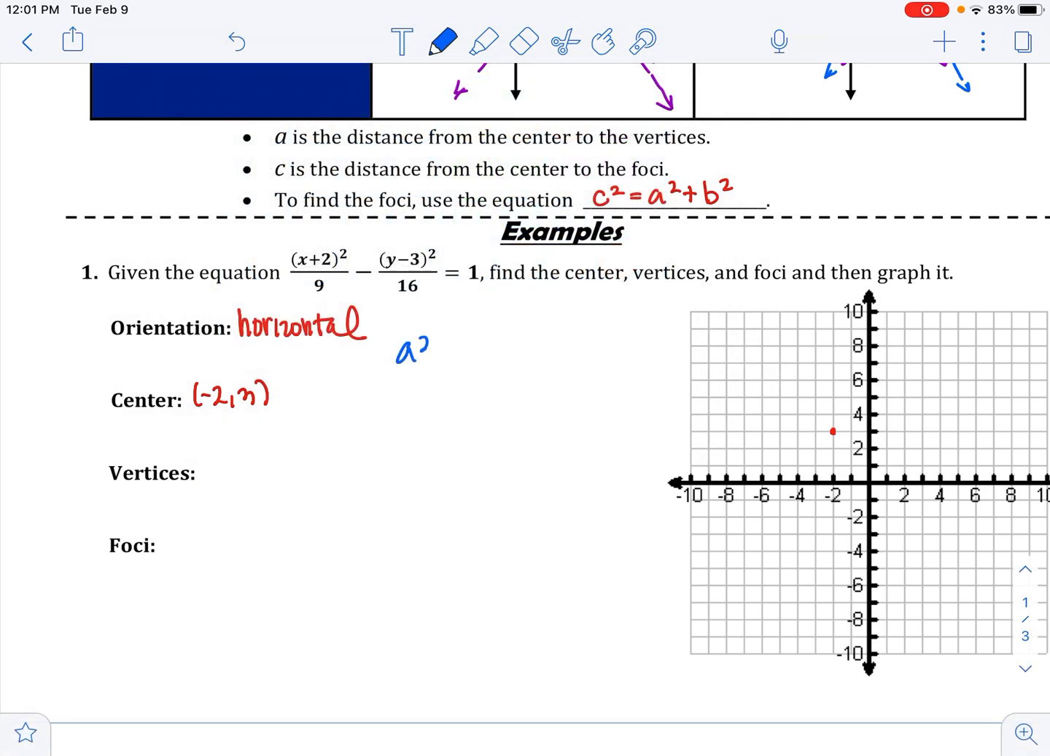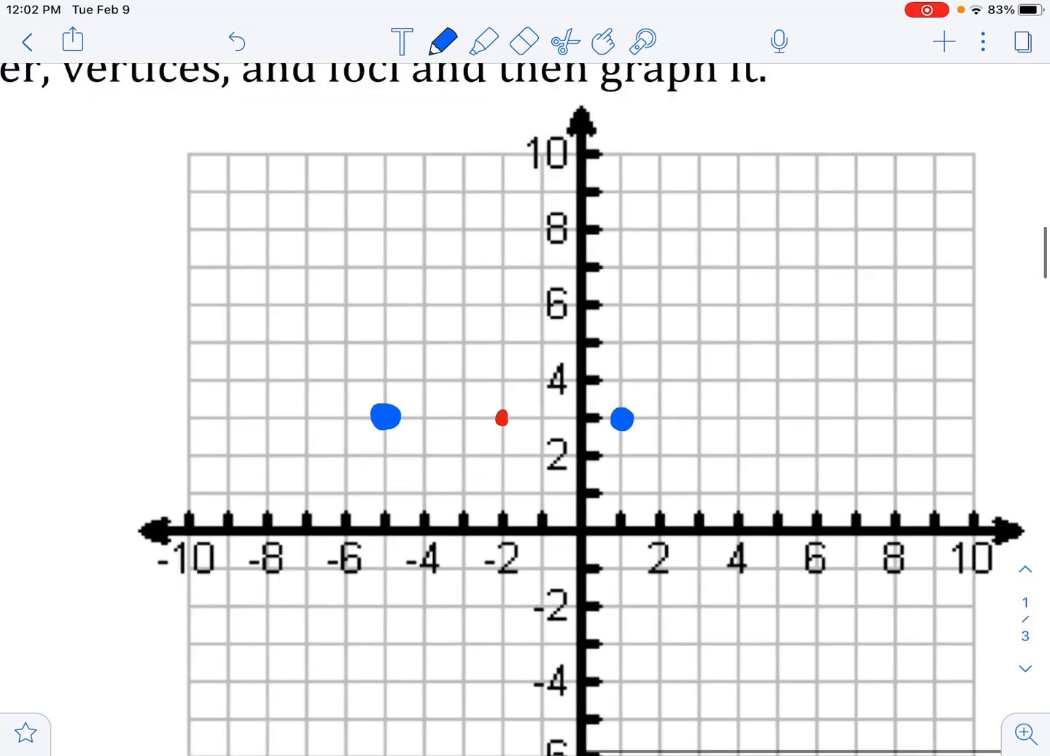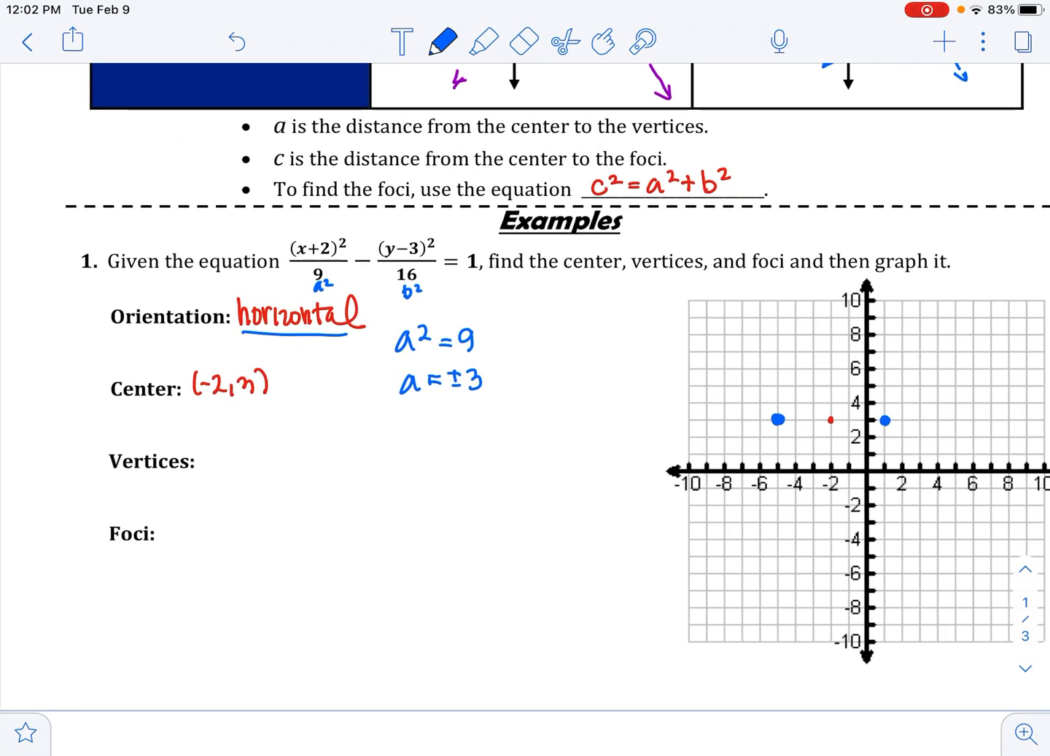My vertices are next. My vertices are A units from my center, where A squared is 9. This is A squared. This is B squared. So A is plus or minus 3. Since this is horizontal, I'm going right 3 and left 3. And I make those annoyingly large. So that's 1, 3 and -5, 3.